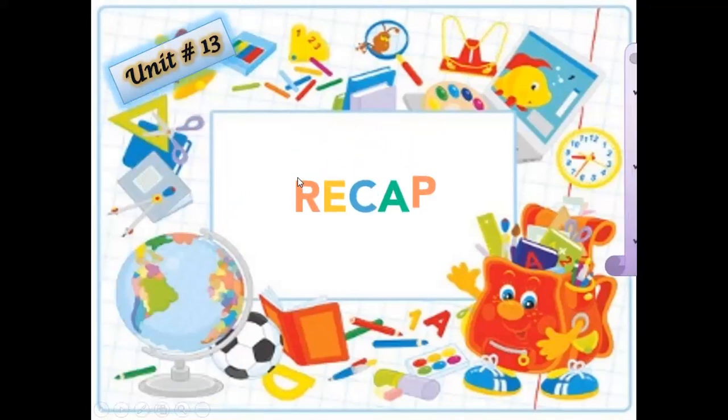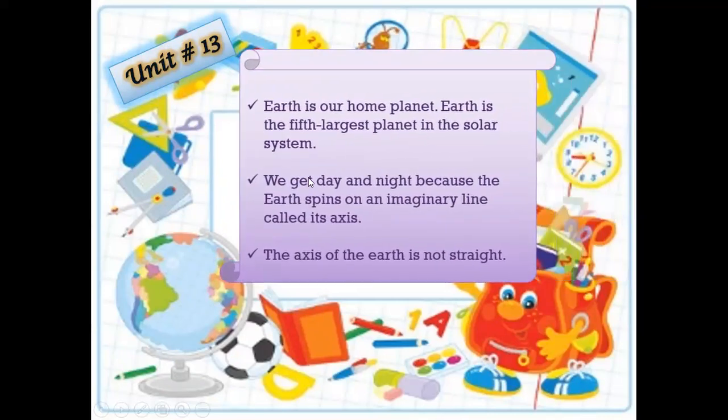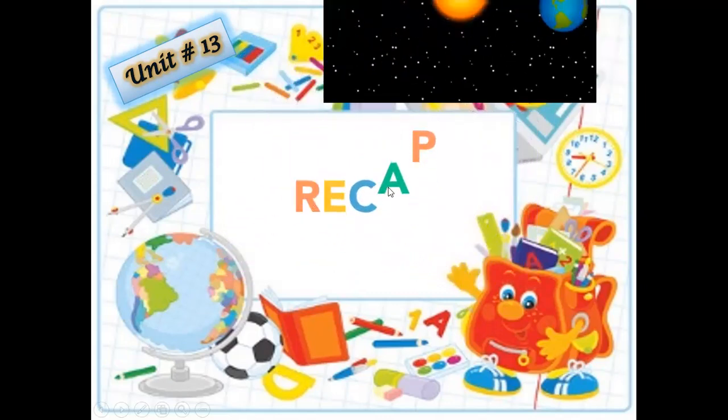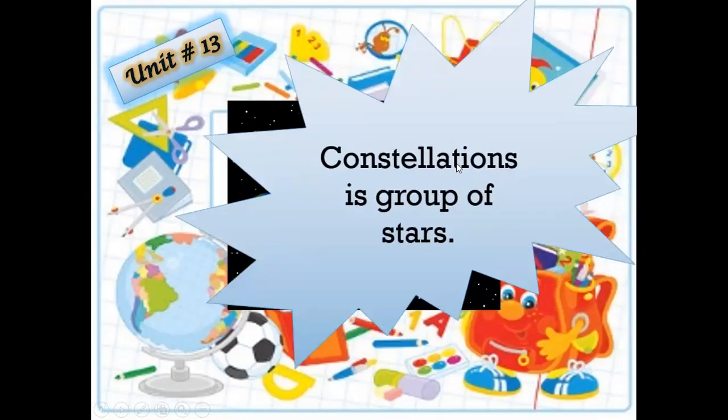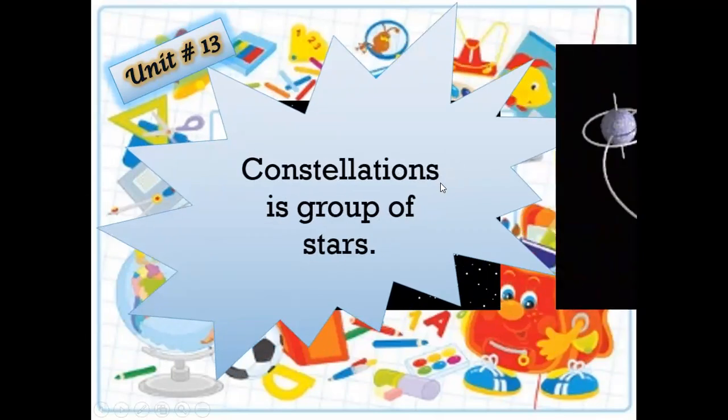Now we know that Earth is our home planet, the fifth largest planet in the solar system. We get day and night because the Earth spins on an imaginary line called its axis. The axis of the Earth is not straight. As the Earth is moving around the Sun, that causes the seasons to change, and it is spinning around its axis that causes day and night. Constellation is a group of stars.